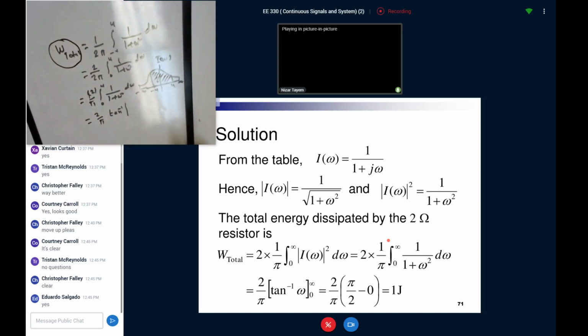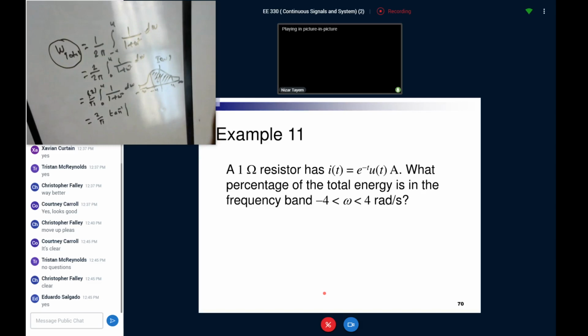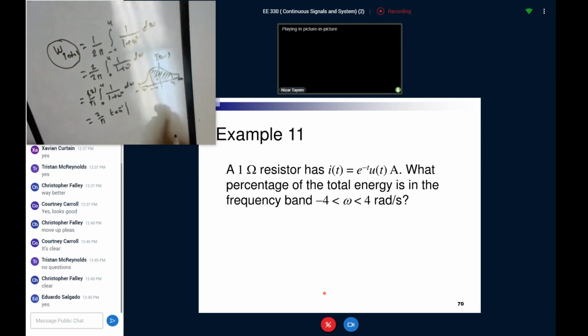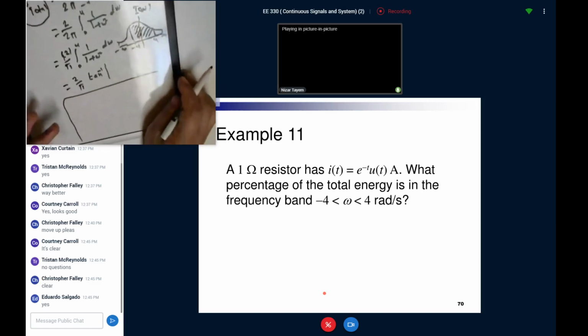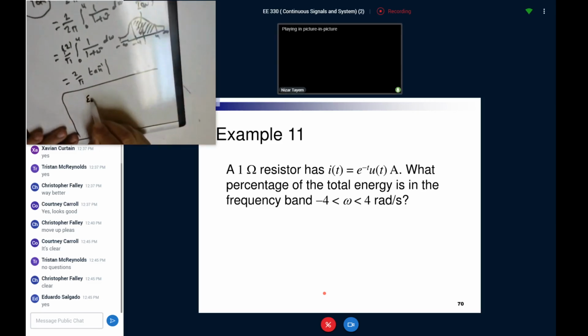One way to find W total is using the frequency domain. But we will also be able to use the time domain. How are we going to use the time domain? Just keep this one for a moment. If we use the time domain, the energy is equal to the integral from minus infinity to infinity of I square of t dt.